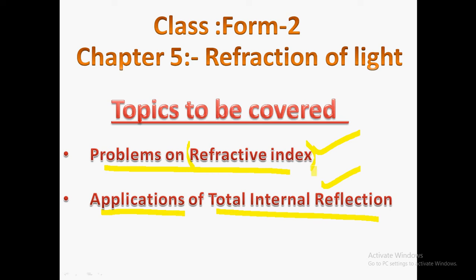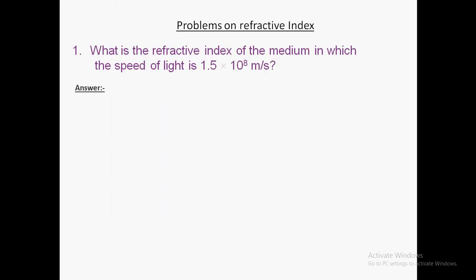What is refractive index? It's the bending of light: how the light is bending, how much it is. N means refractive index. In the same way, for total internal reflection, we are going to see some applications where we use this kind of technology or phenomenon. Let's start with the first one, problems on refractive index.